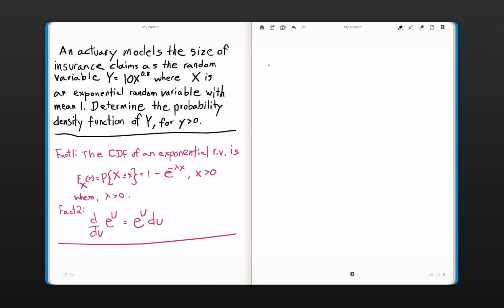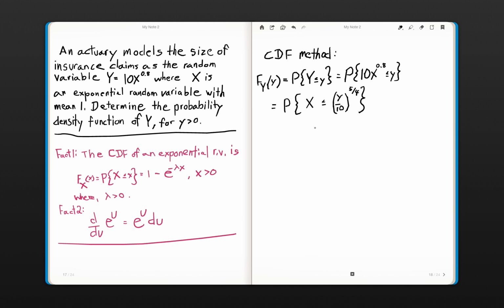So this is a transformation problem, so I'm going to use what's most commonly used for these types of transformations, called the CDF method of transformation. And you start out with the CDF of Y, which is equal to the probability that Y is less than or equal to y, and then you merely substitute in for Y the transformed random variable, and then you try to solve for X and isolate X.